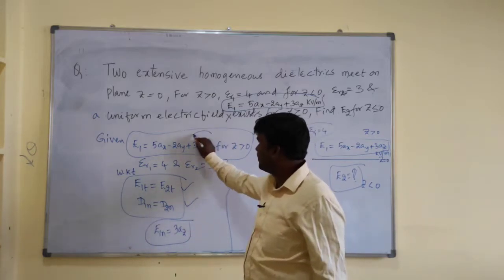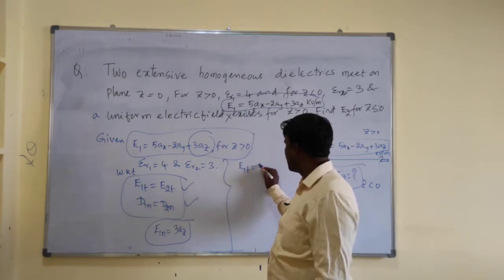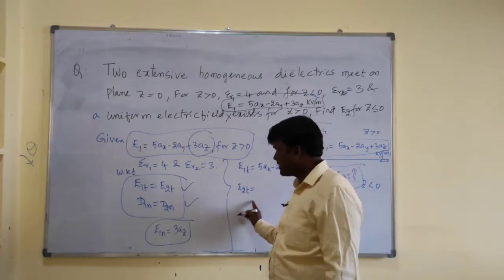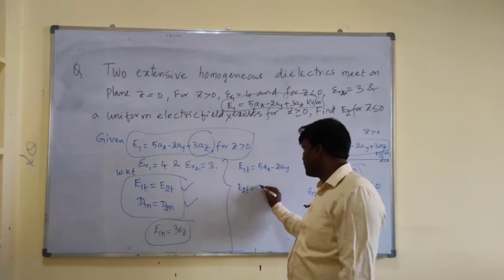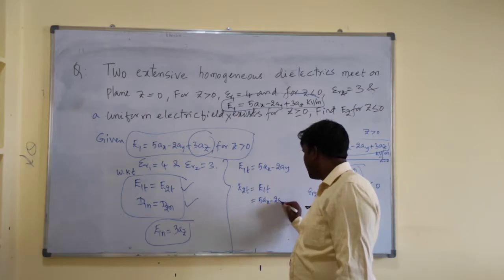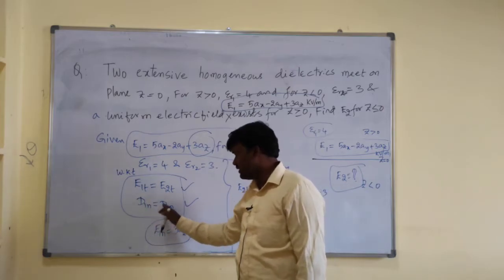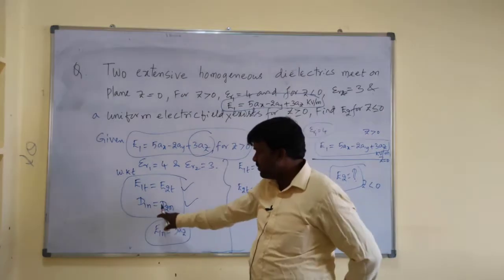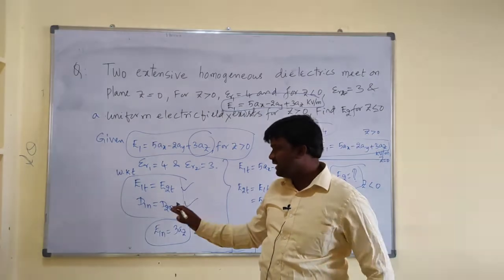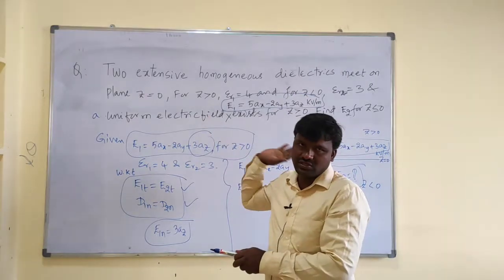As E1n is this one, the remaining part is the tangential component. So, E1t is nothing but 5ax minus 2ay. Therefore, as the tangential components of the electric field intensity are equal, E2t equals E1t, that is 5ax minus 2ay. And for E2n, in order to determine it, we need to go for D1n, D2n. Basically, D1n minus D2n equal to rho s, or else D2n minus D1n equal to rho s, depending upon the given situation.